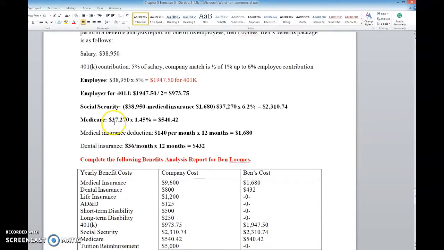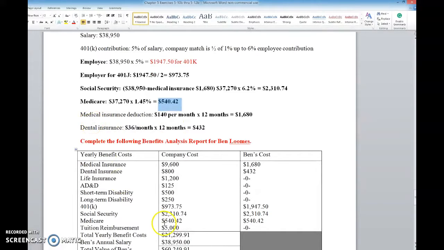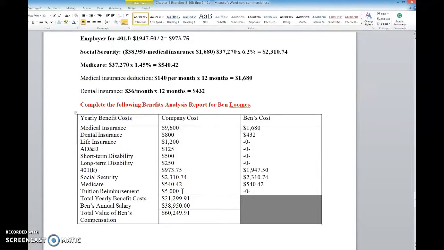Medicare, you're going to use the same amount that you used for Social Security as a taxable wage, $37,270. Multiply that by 1.45%. $540.42 is what the employee and the employer would each pay in Medicare. The other thing that they give us is that the employer pays for tuition reimbursement. So the total yearly benefit cost for the company is $21,299.91 for Ben. Ben's annual salary is $38,950. So Ben's total value in the company's compensation is $60,249.91.